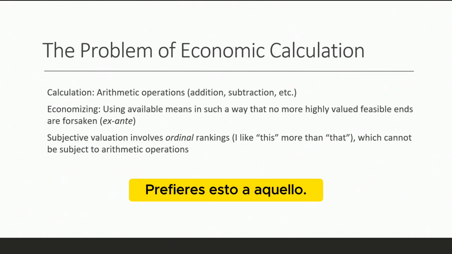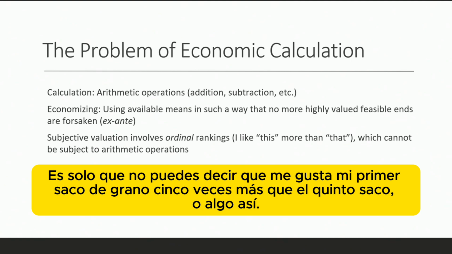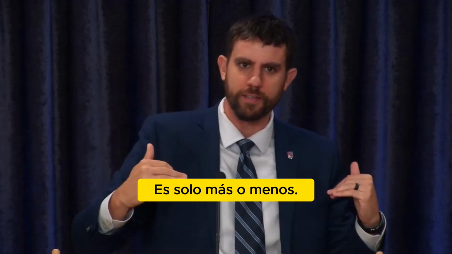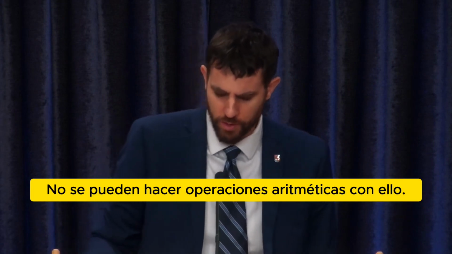Like in our first day lectures talking about subjective value, we learned that value is ordinal rankings. You prefer this to that. You can't do arithmetic operations on this. You can't say that with my first sack of grain I like that 5 times as much as that 5th sack or anything like that. It's just more to less. It's ordinal. It's not cardinal. You can't do arithmetic operations on it.